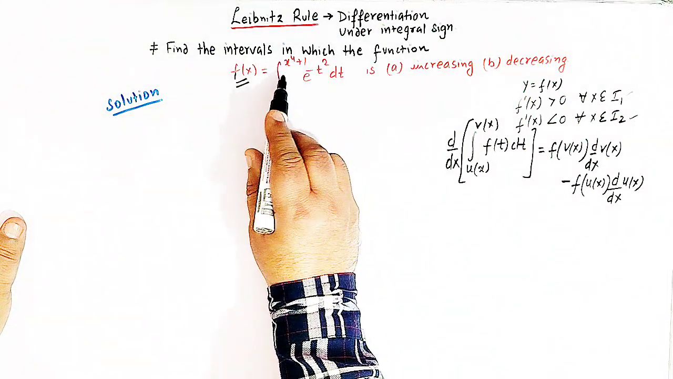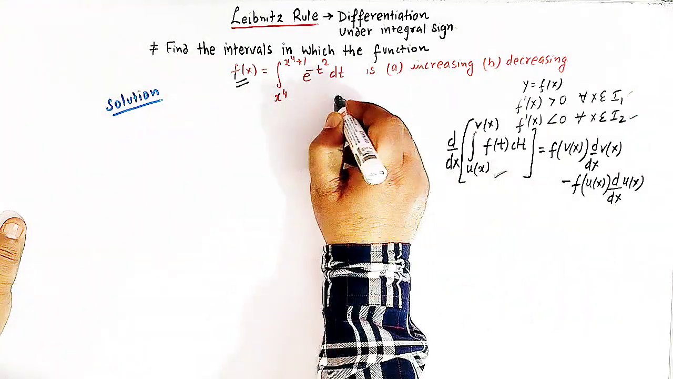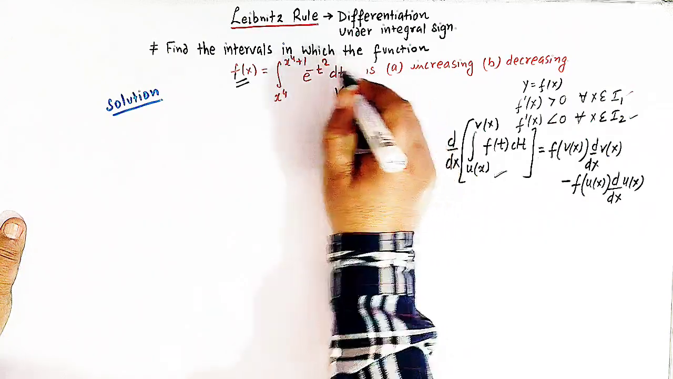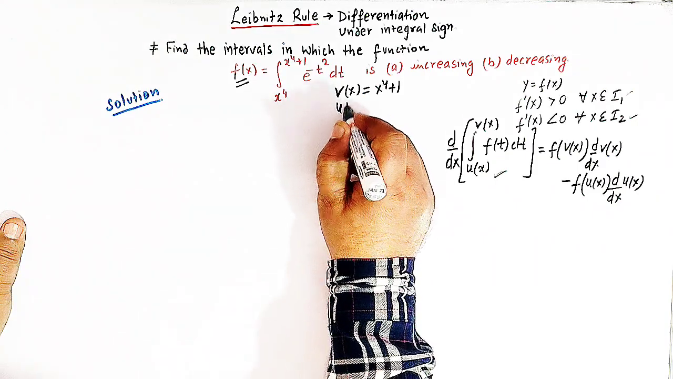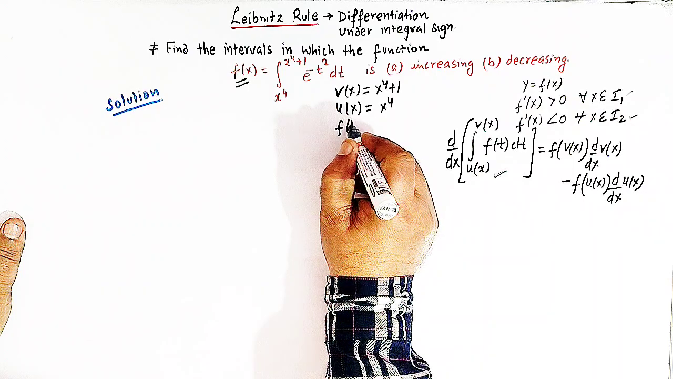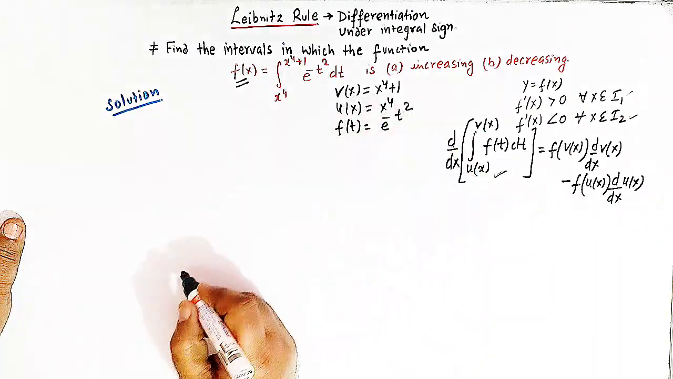So now let us compare this integral with this one, right? So we have v of x given by the function x raised to 4 plus 1, and u of x given by x raised to 4, and the function f of t given by e raised to minus t square, right?